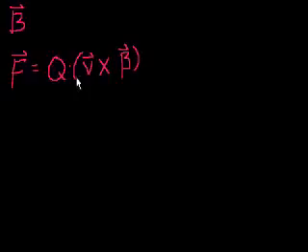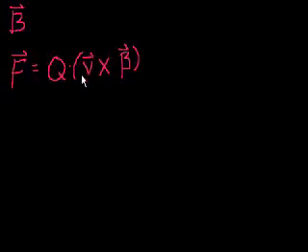Now there's something that should immediately stand out, if you've got a little bit of intuition about what the cross product was. The cross product cares about vectors that are perpendicular to each other. So for example, if the velocity is exactly perpendicular to the magnetic field, then we'll actually get a number. If they're parallel, then the magnetic field has no impact on the charge. So that's one interesting thing.